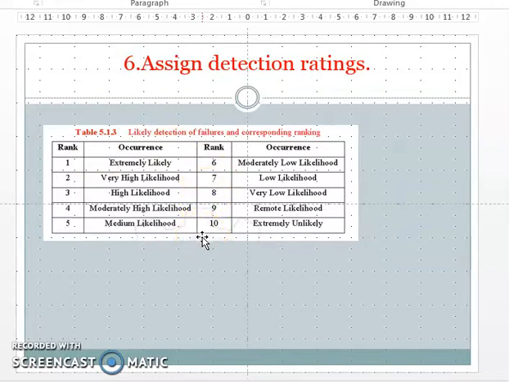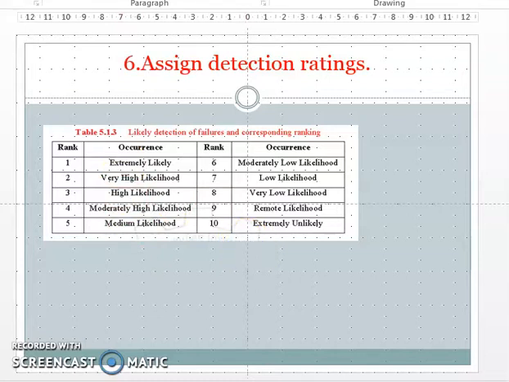After that, the next step is to assign the detection ratings. Means if you can detect the failure before it occurs, or it is easy, then we can say that the rank is 1. If it is extremely difficult to detect the failure, then it will be ranked as a 10. Okay, and from 1 to 10 you have to assign the detection rating.